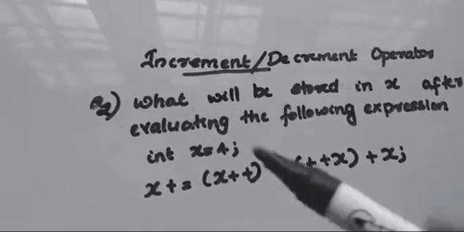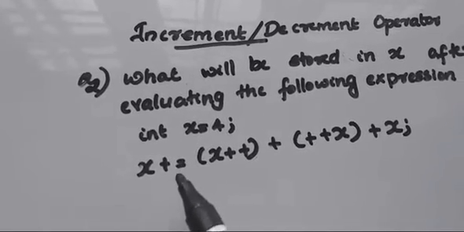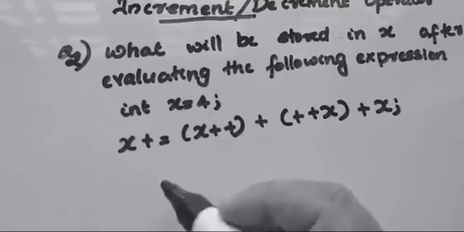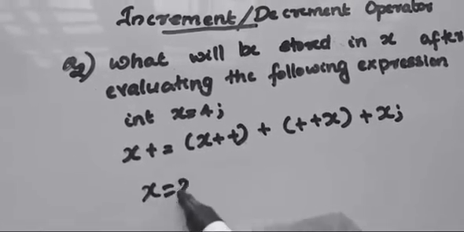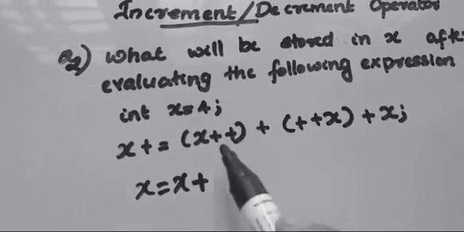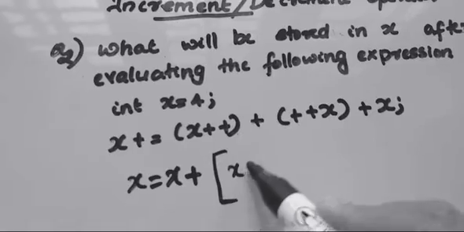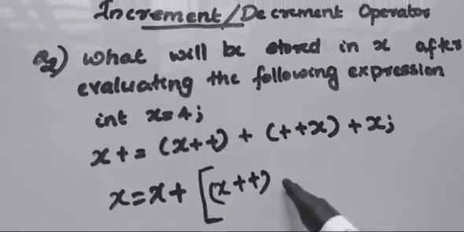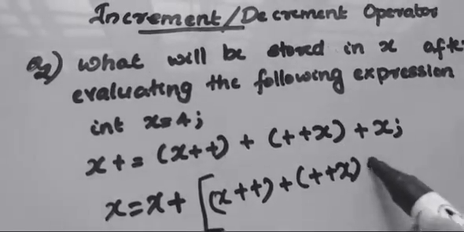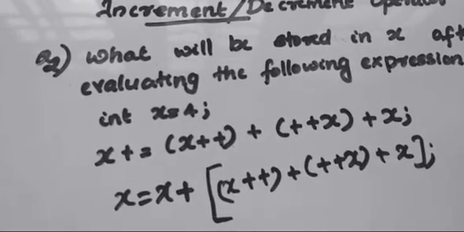So let's evaluate. So what is the meaning of x +=? So here we have used the shorthand assignment operator. First we want to expand it. So the meaning of x += is x equal x plus. That is the meaning. So we expanded it. Then whatever comes after that, put it in bracket. So what is the first thing? x++, then ++x plus x. Okay, that is, then we want to substitute the values.